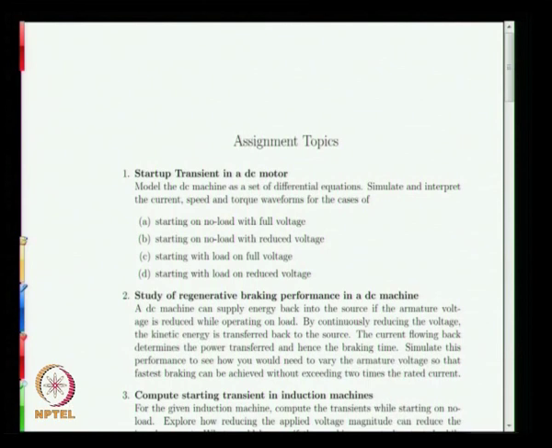Is it in any way feasible to have a circuit to reduce the inrush current and at the same time allow acceleration as well? All these things can be studied by making use of the equations that we have derived. So the first assignment that one can do is to start the DC machine on no load with full voltage and see how it is behaving.